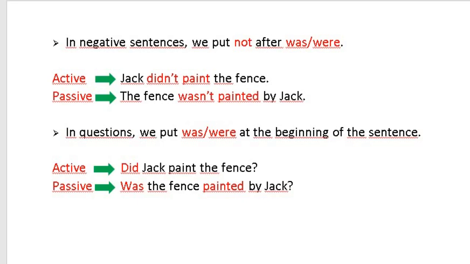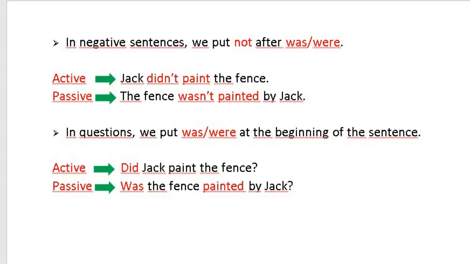Jack didn't paint the fence. Jack is the subject of our sentence, so the person who does the action is obvious, so it is an active sentence. Now let's make it passive. The fence wasn't painted by Jack.